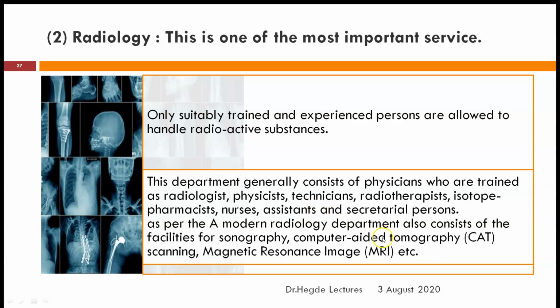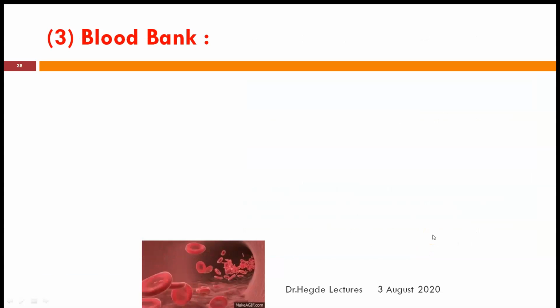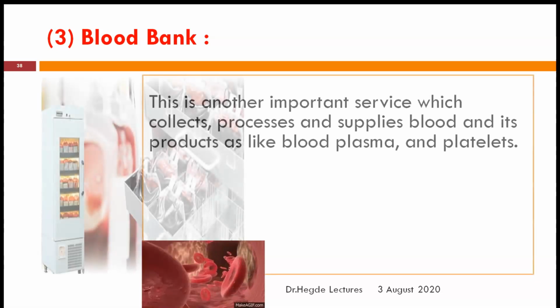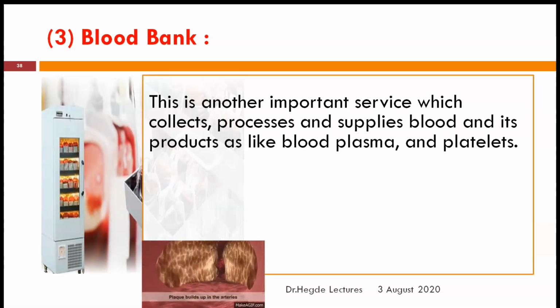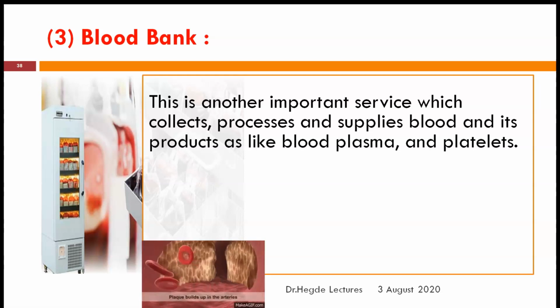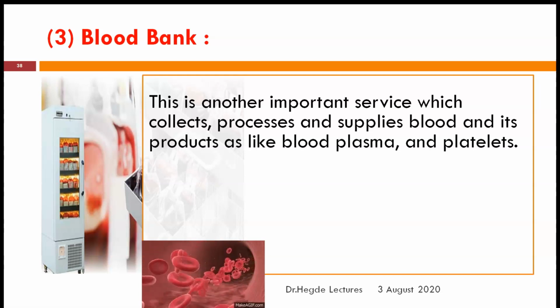So you might have heard about sonography, computer-aided tomography, the CAT scan, the PET scan, positron emission tomography, and magnetic resonance imaging, the MRI scan. Okay. Now coming to the next thing, the blood bank. This is another important service which collects, processes, and supplies blood and its products whenever required, like blood, plasma, and platelets, in case of accidents or for needy persons who require a blood transfusion.